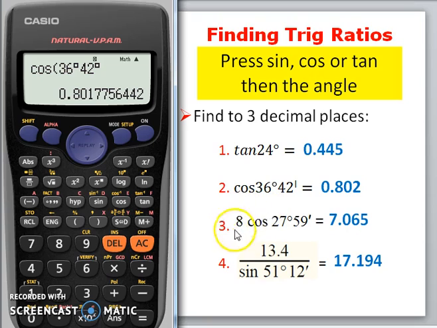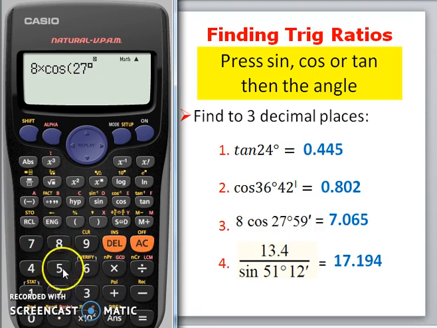Now here, this question here, like in algebra, if I had 8x, it would mean 8 times x. This means 8 times cos. So I'm going to go 8 times cos of the 27 degrees, 59 minutes, equals, you can see 1, 2, 3. What I'm cutting off is 5 or more, so that last digit there goes up to a 5, so 7.065.